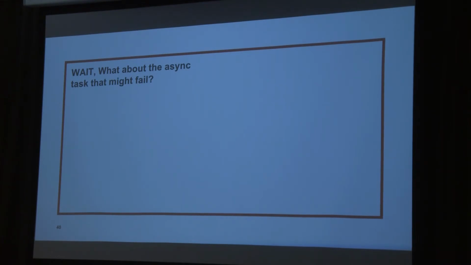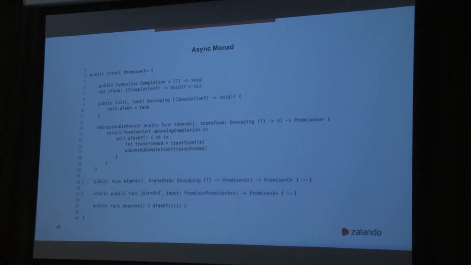And what about the async task? What about network calls? This was the simple case, right? Can we somehow do the same generalization on the network APIs? And that's the interesting part. Now, we have an asynchronous monad. I will not go into the implementation details, but the things are the same. You have map, you have flat map, right?